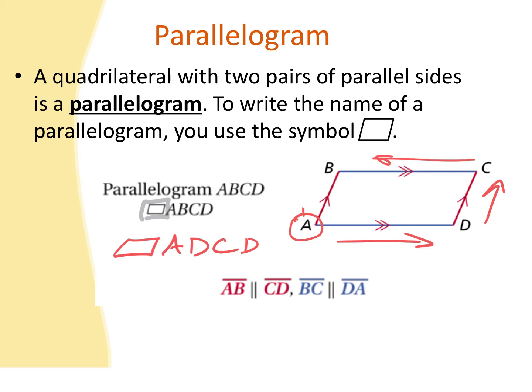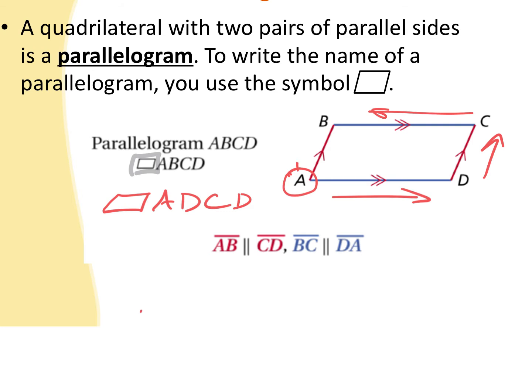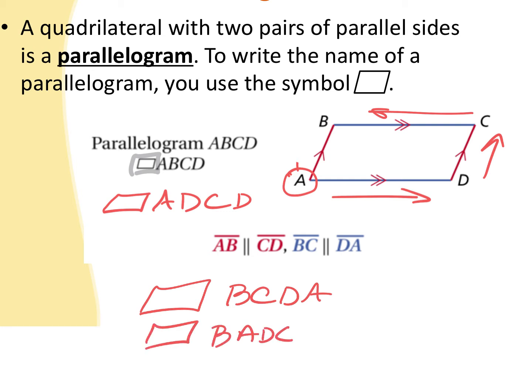Now you don't have to start with A. I could have also started with B. I could have said B, C, D, A, or even gone in reverse, B, A, D, C. Just pick a letter and start going around the edges in order.